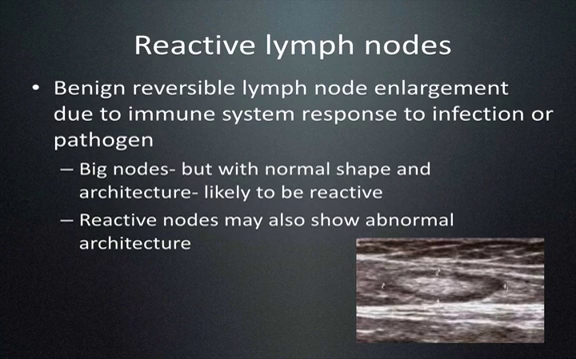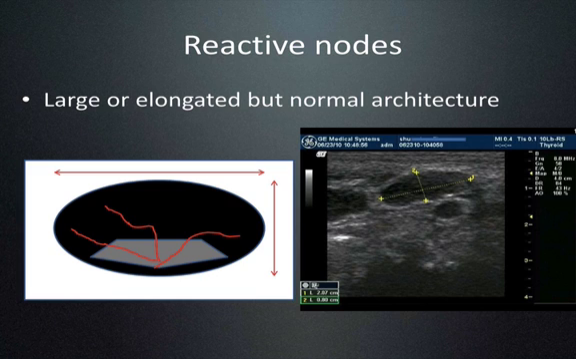Reactive lymphadenopathy is considered to be benign and reversible. It's usually due to an immune response or to an infection or a pathogen. These are big nodes that are often palpable and tender to palpation, but on ultrasound they maintain normal architecture. However, on occasion, reactive nodes may also demonstrate some rather bizarre internal architecture. Reactive lymph nodes can actually be quite large, up to several centimeters in length, but usually they maintain their normal length to width ratio.